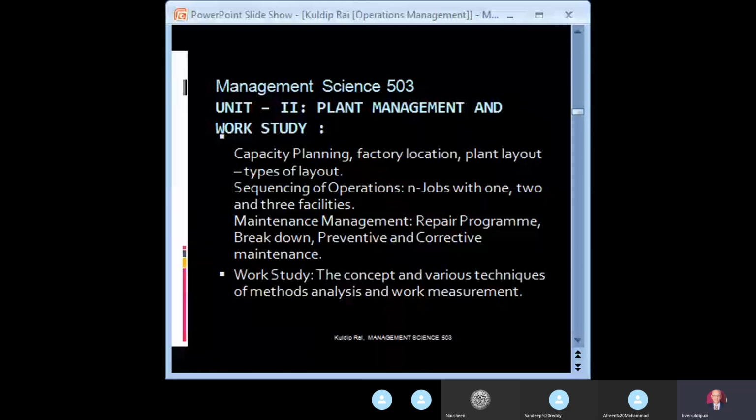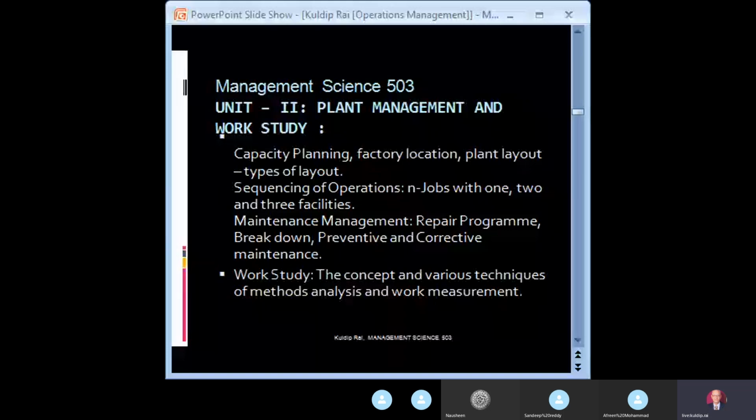Now, dear students, I have given you two concepts just now: method study and work measurement. Now, I am going to make a very important statement. Register it very carefully in your mind. Method study and work measurement have to be always used together. One without the other is of no use. If you do only method study but don't follow it up with work measurement, how will you know which method is faster, which is slower?